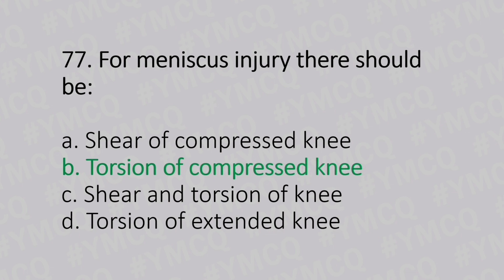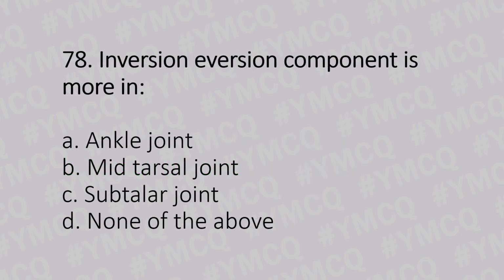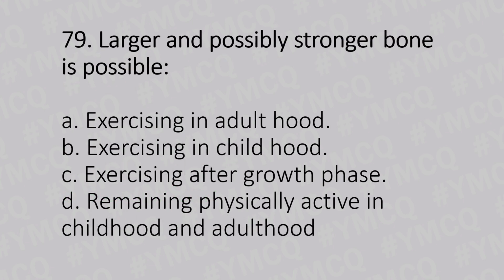Moving to our 78th question. Inversion eversion component is more in: option A, ankle joint; option B, mid-tarsal joint; option C, subtalar joint; option D, none of the above. And the answer is option C, subtalar joint.